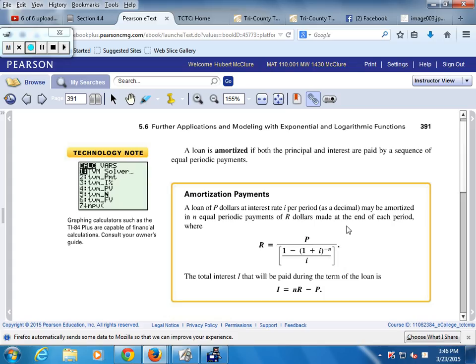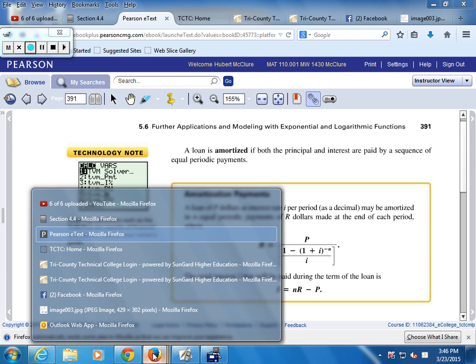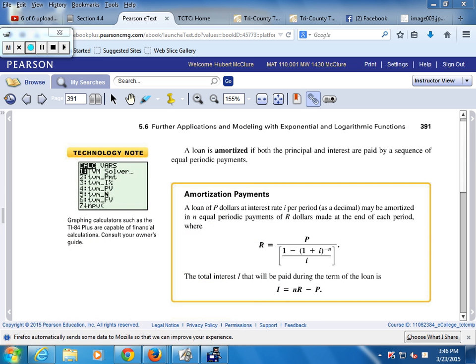Okay, so let's do this one. I like to tell people to do this right here. Not for the grade, but so you can use it in real life, because after you see it, you're going to be like, oh, okay. Thanks for telling me that, Hubert.